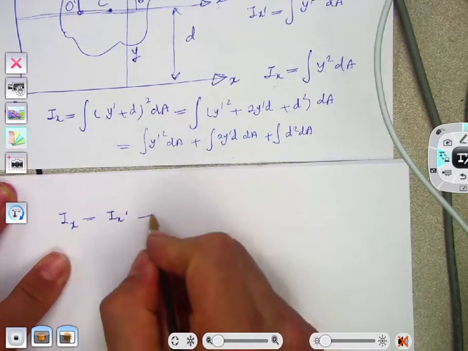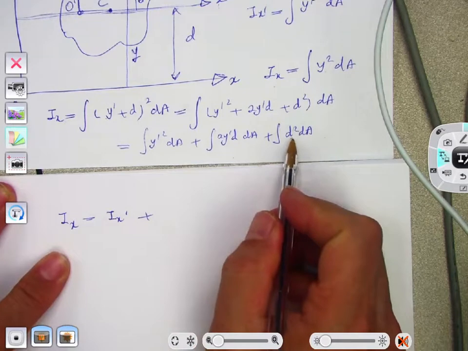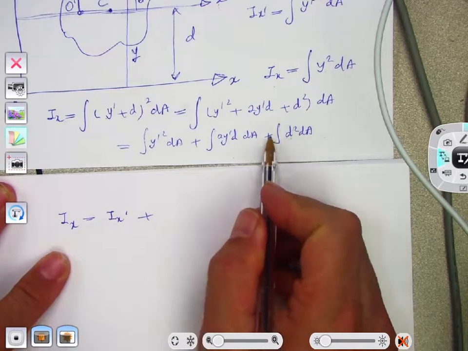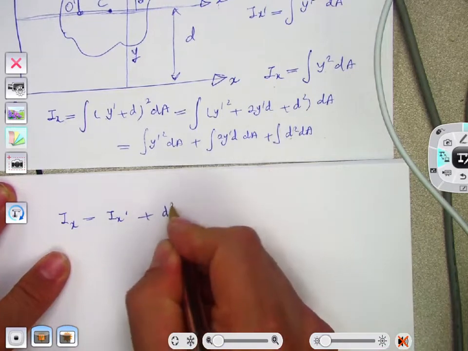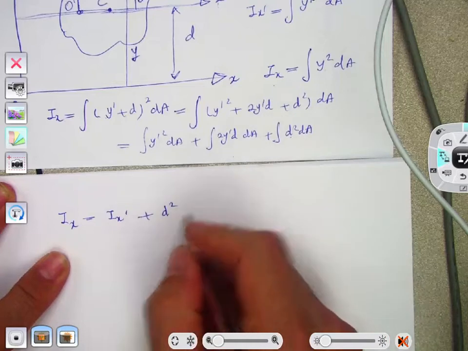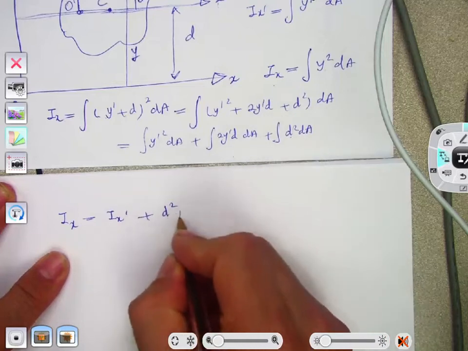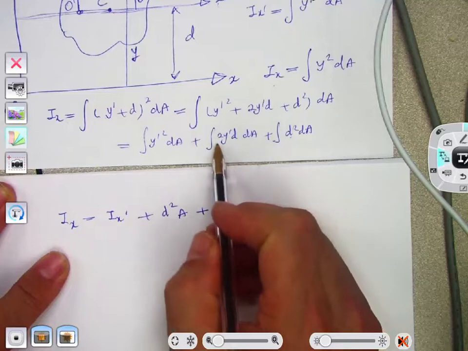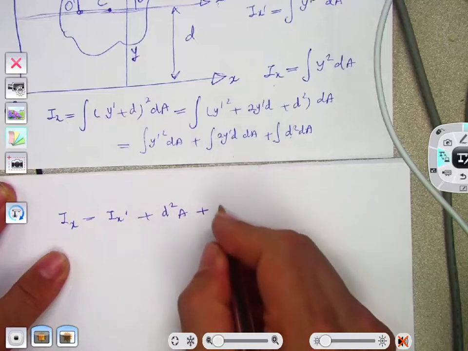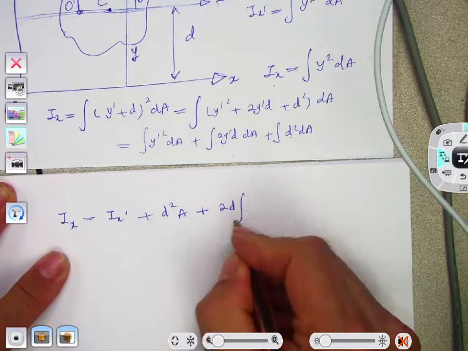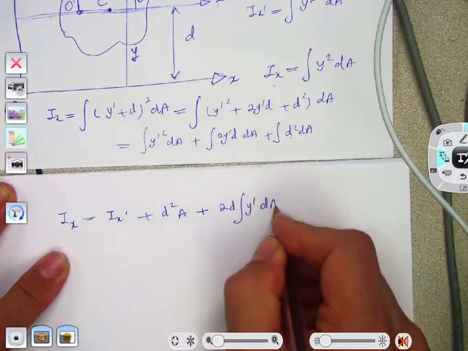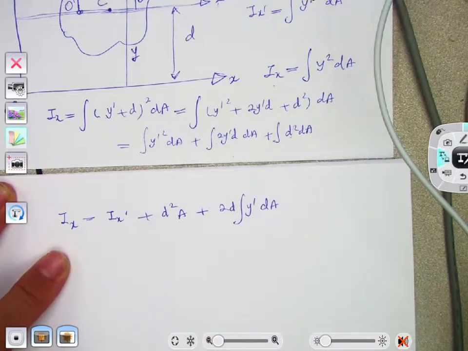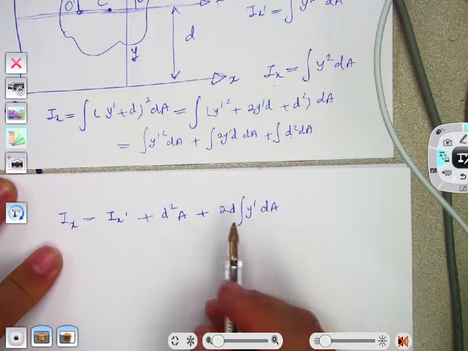And then let me look at this guy. This d squared is constant, comes out, and the integration of dA will be just A, so d squared times A. And then let's look at this guy. This guy, 2d, is constant. I'm gonna take it out and I'm gonna get this, right? Okay, so let's see what this is.